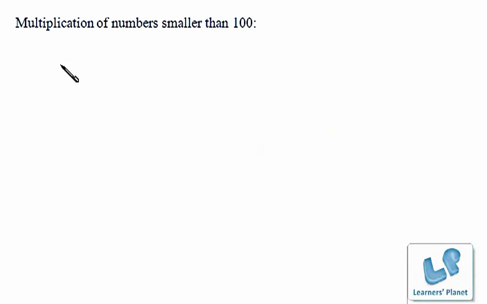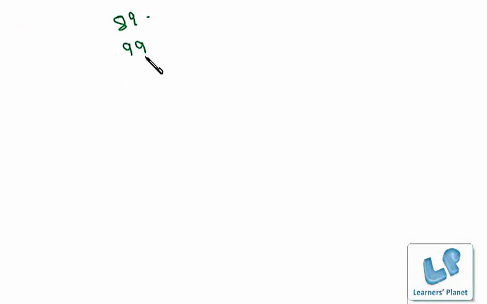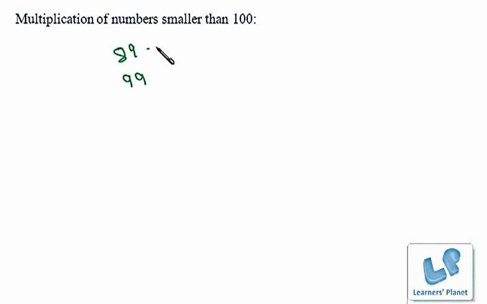Now let us see how we're going to multiply any two numbers that are smaller than 100 and close to 100. So let us take two numbers, for example 89 and 99. First we'll write it in this format. Either of them could be on the top; it doesn't make any difference. Now we have to find the difference of 100 and 89. So 100 minus 89 is 11, so this is minus 11 and this is minus 1.